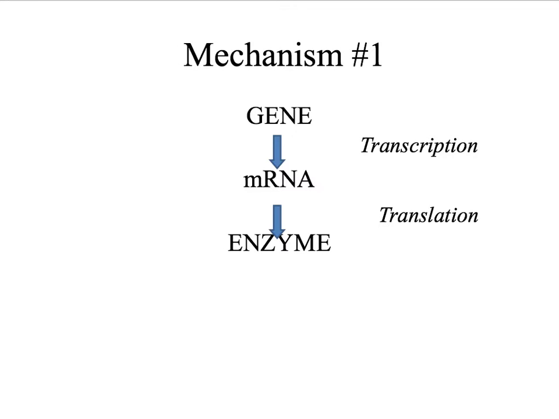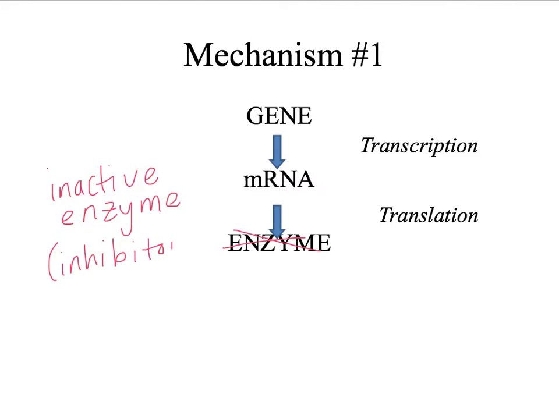Now, if we make some changes to that pathway or we add some regulation to that pathway, we could do a variety of things. The first thing we could do is inactivate the enzyme. We've talked about already how we might inactivate an enzyme in class. Remember we talked about enzyme inhibitors? This can affect whether or not that product is made. So that is one way to regulate proteins.